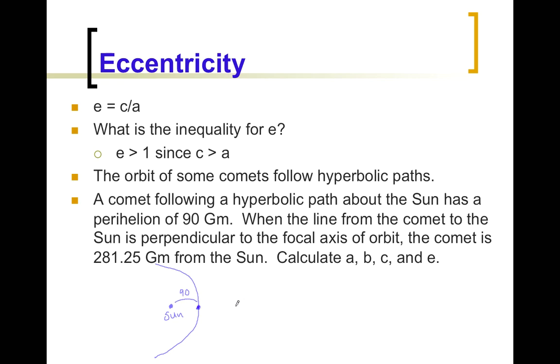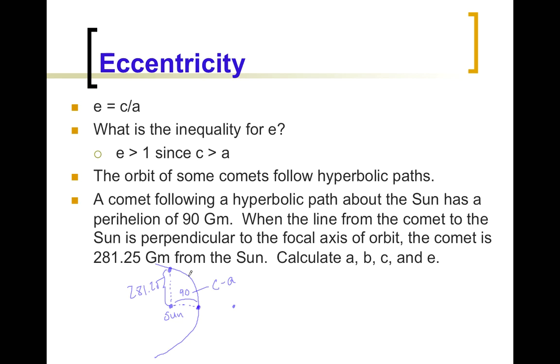And that distance, you might understand, is the distance c minus a, because the distance from center to the sun would be c, and the distance from the center to the vertex would be a, so that would be c minus a. And then the line from the comet to the sun is perpendicular to the focal axis. The comet is 281.25 gigameters, not gigabytes, which means coming up here where this line would be perpendicular to this line, this has a distance of 281.25.